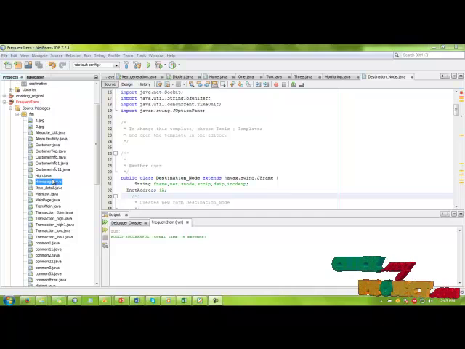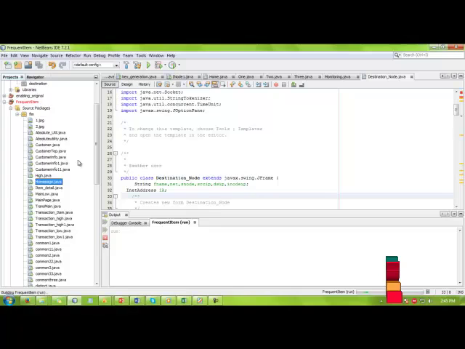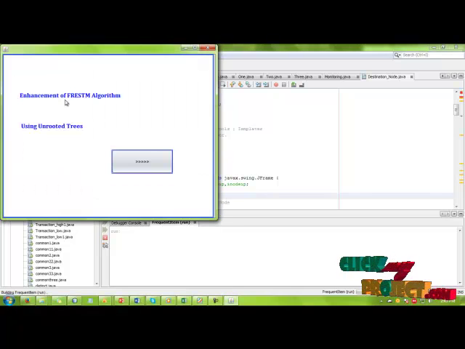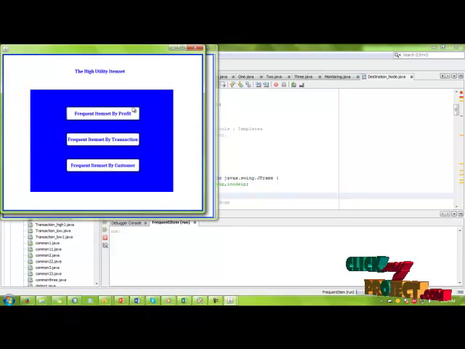Let's start our demo. Click home page Java, right click it and run the file. Our project title is enhancement of Frestum algorithm using unrooted trees. Here we find out the high utility item set through three types of process. First one is through the profit, another one is by transaction, and another one is by customer. Through these three categories we find out the high frequent item set.